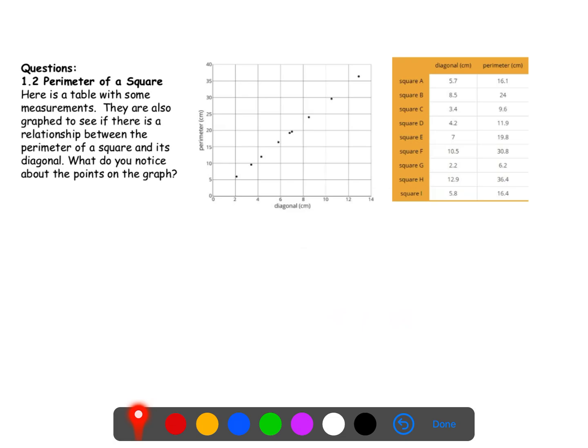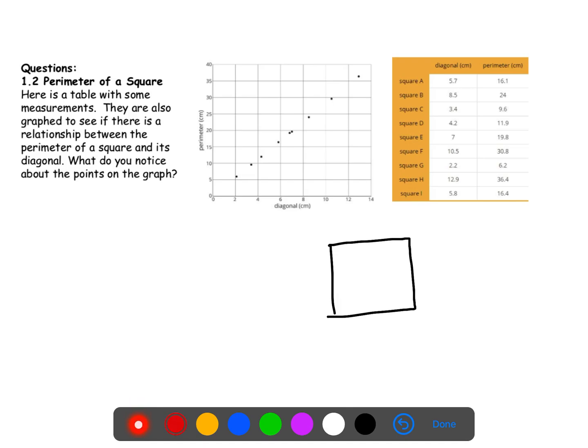This says the perimeter of a square. Here is a table with some measurements. They are also graphed to see if there is a relationship between the perimeter of a square and its diagonal. What do you notice about the points on the graph? So here, most of the work has been done for us. Now, if we had a square, and it looks like we have multiple squares here being shown in our table.